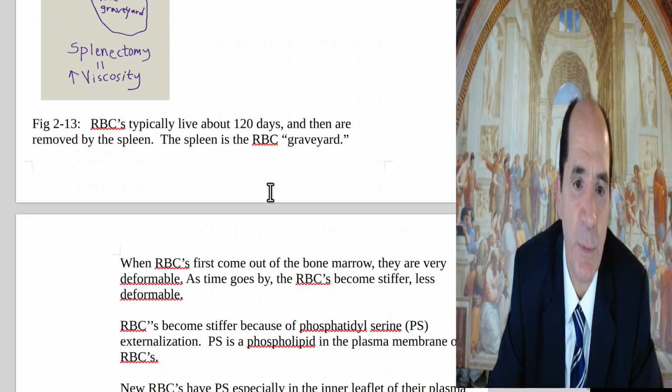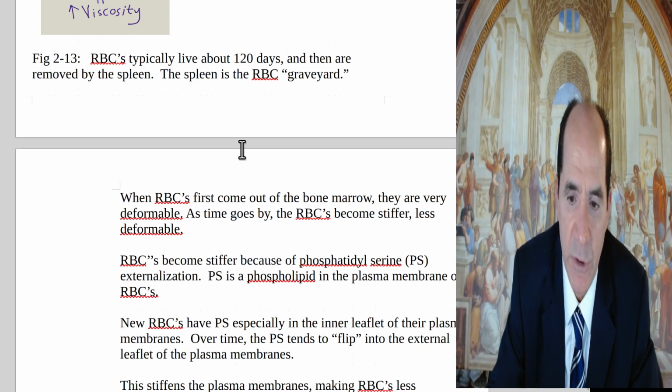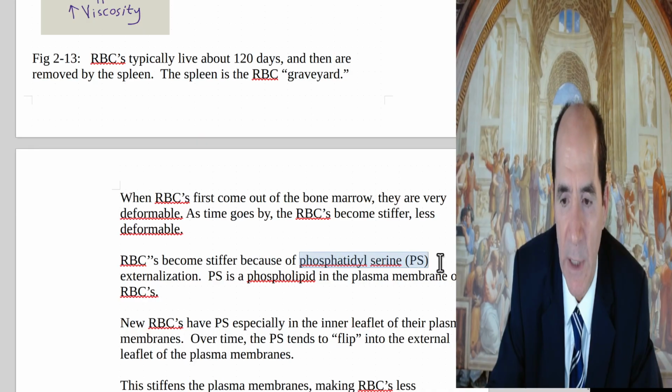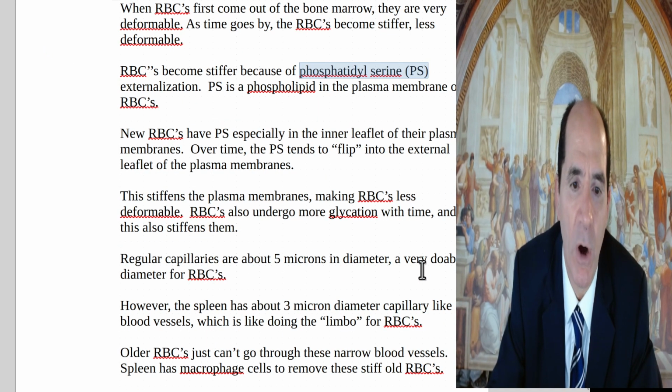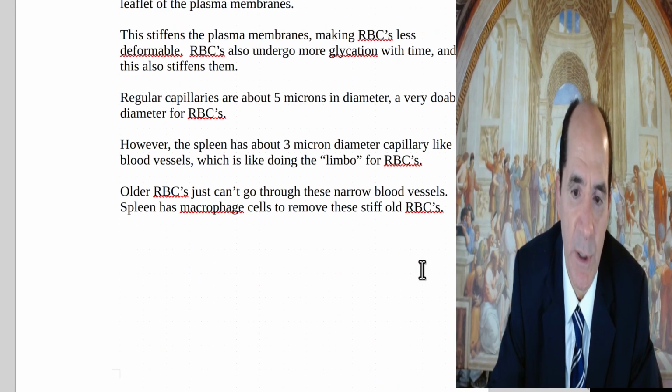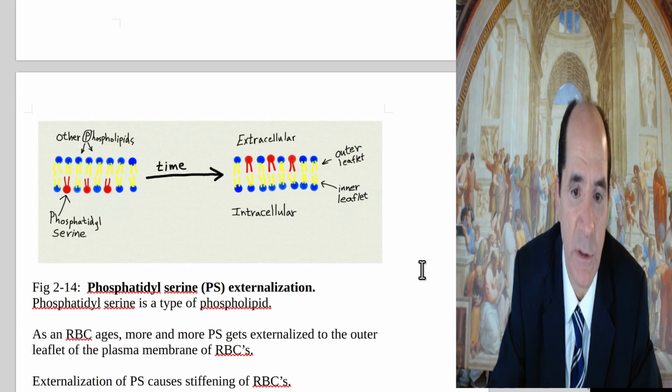All right, the spleen is like the graveyard for red blood cells. So yeah, it's the phosphatidylserine in particular that gets externalized to the outer leaflet of the plasma membrane, and that causes the red cells to become stiffer as they get older, and then they're cleared out in the spleen.